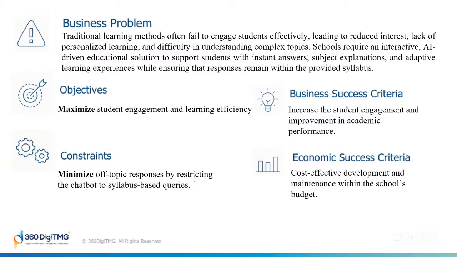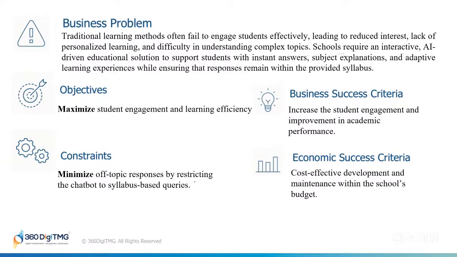When it comes to the business success criteria, it is increased student engagement and improvement in academic performance. And the economic criteria is cost-effective development and maintenance within the school's budget. So we have to build a chatbot which is cost effective and within the school budget, and should not cross it. So this is our overall understanding of the business problem.